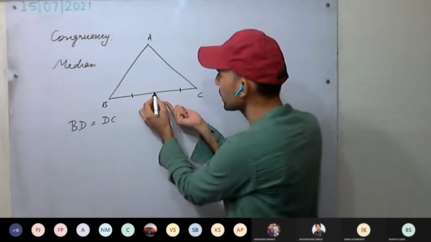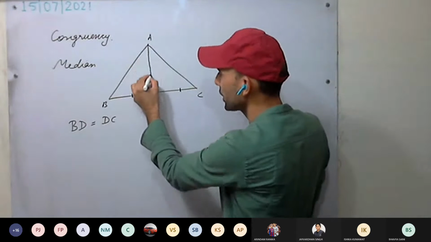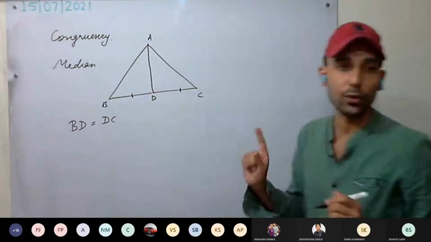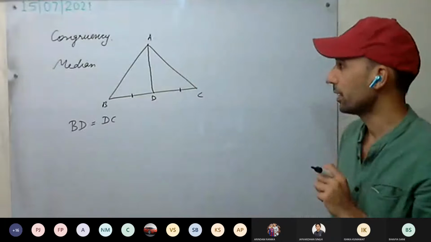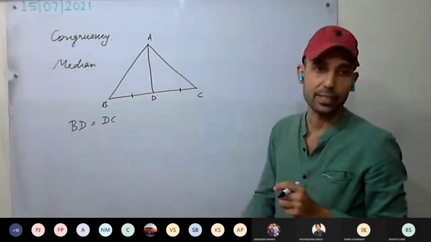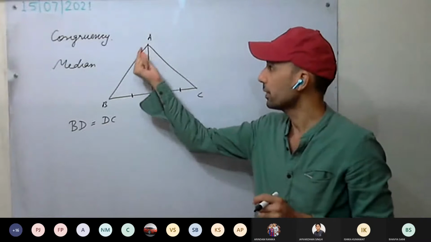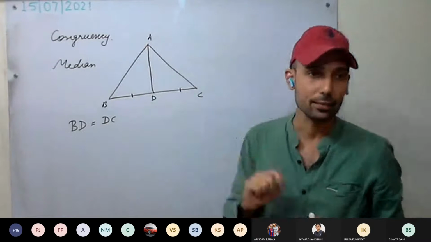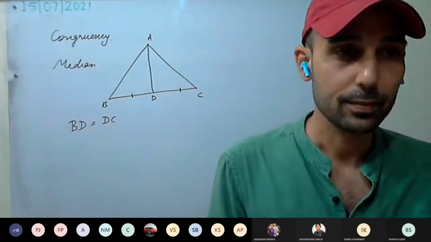Now this midpoint D will be joined with the opposite vertex. This is clear. So AD is the median. The question is, does the median bisect the angle A?